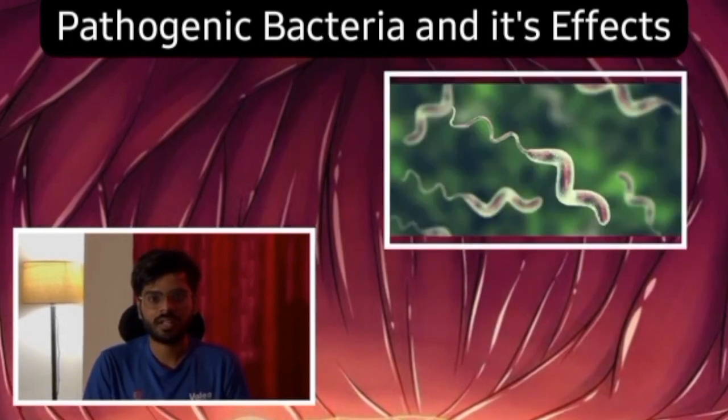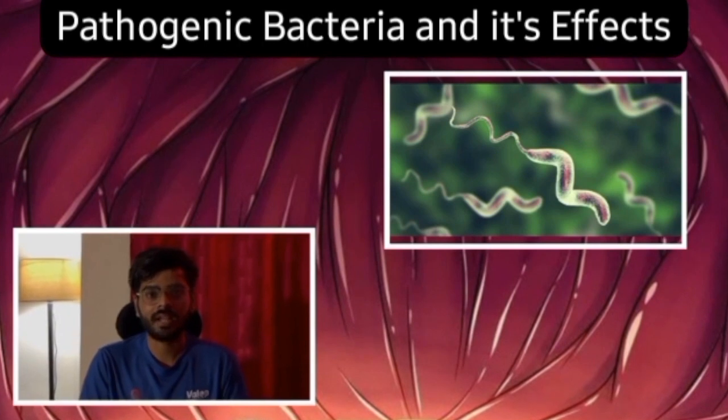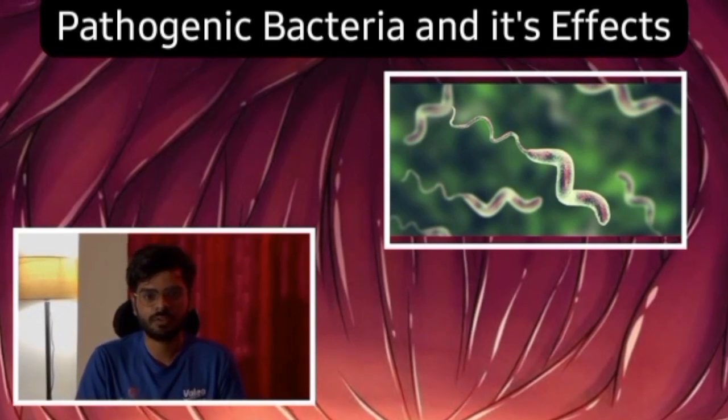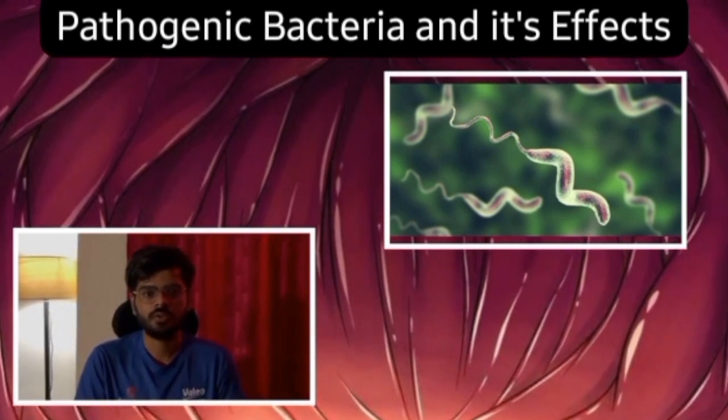The second one is Salmonella species, which causes food poisoning. They can contaminate various foods like street foods, raw egg, poultry, etc. Due to that, food poisoning occurs.